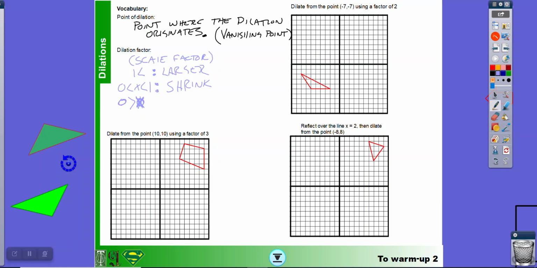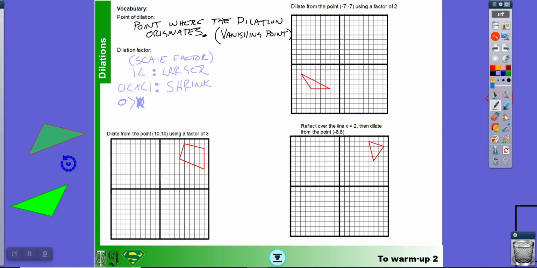That actually occurs in your eyes. So whether you realize it or not, the image on the back of your retina is actually flipped around, and then your brain puts it right side up. So that's what we need to have in order for us to perform a dilation. So let's take a look at our first problem.